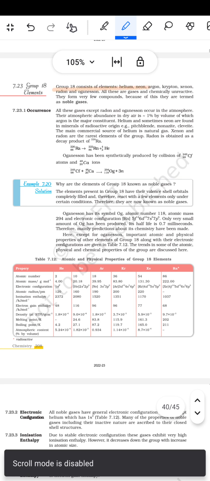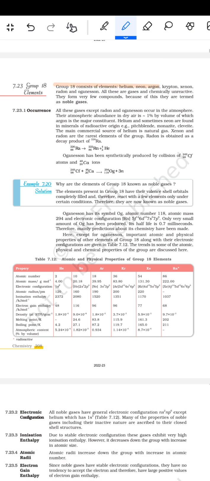Group 18 consists of the elements helium, neon, argon, krypton, xenon, radon, and oganesson. All of them are gaseous and chemically unreactive. They form very few compounds. Because of this, they are termed the noble gases.